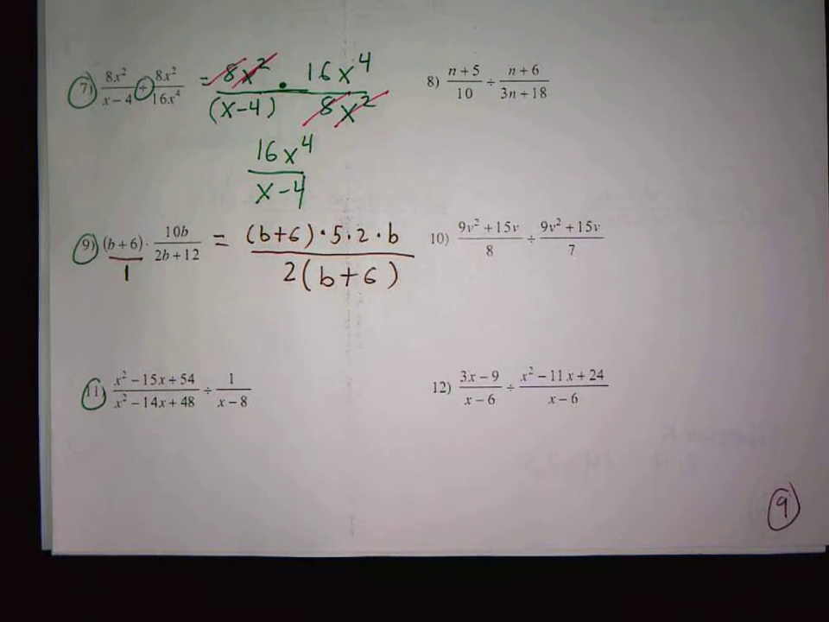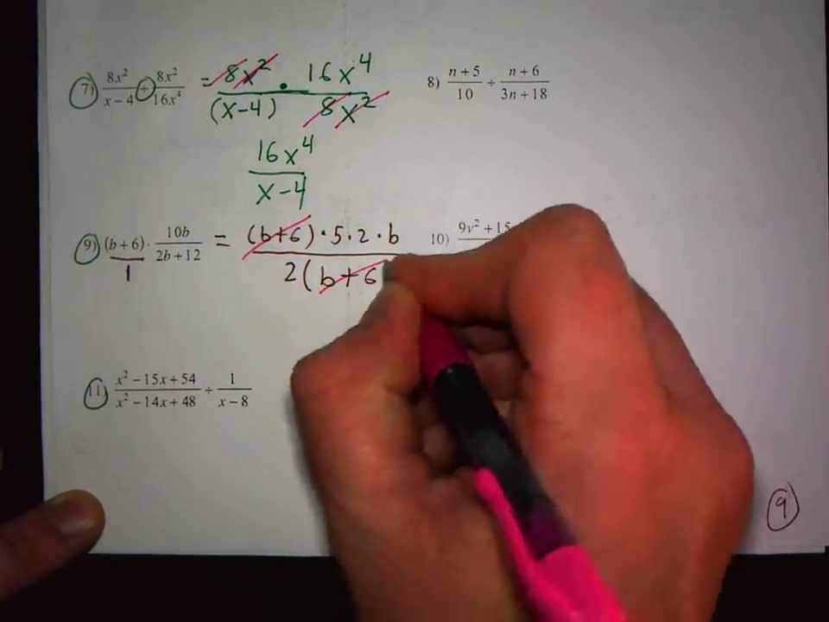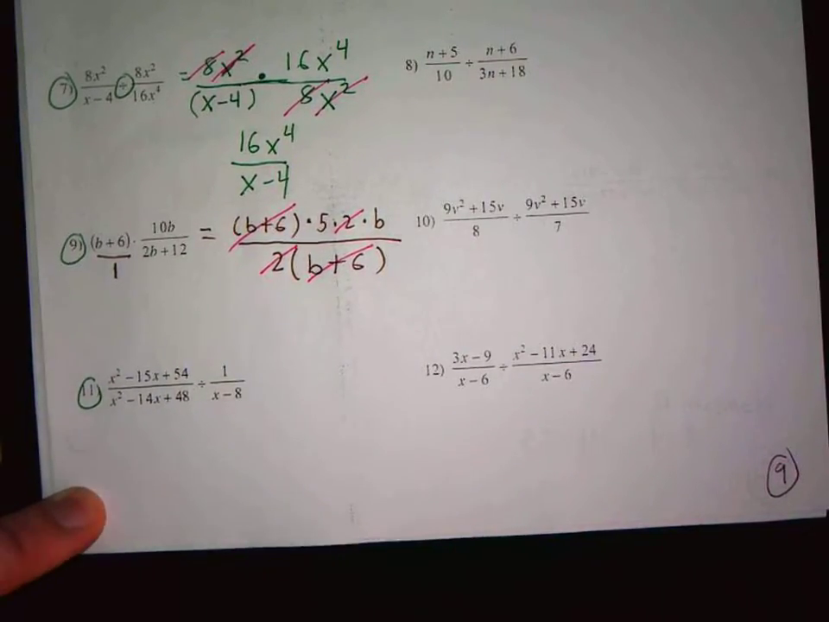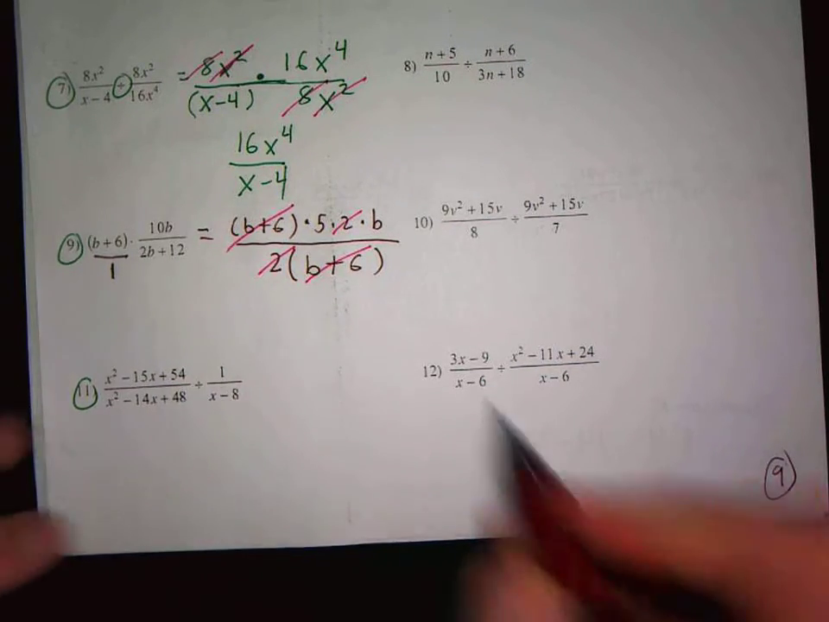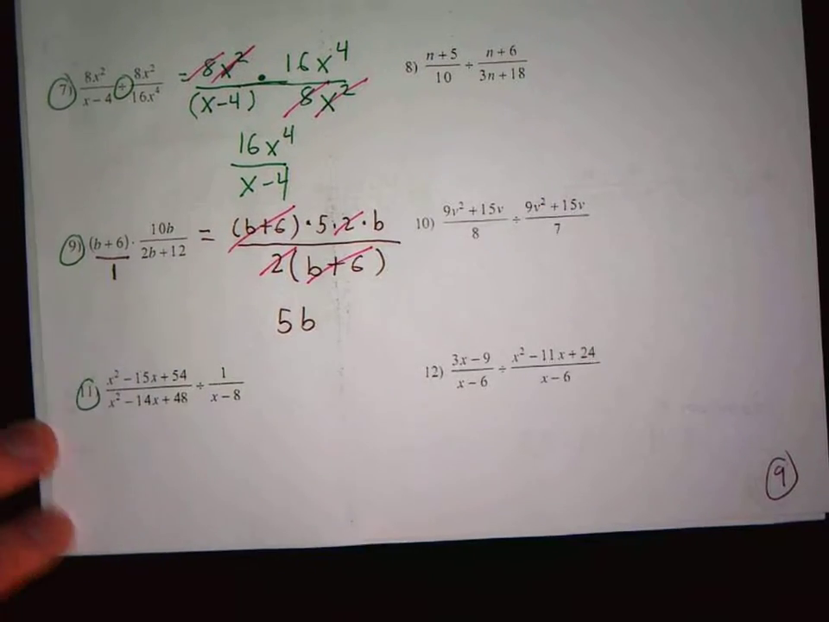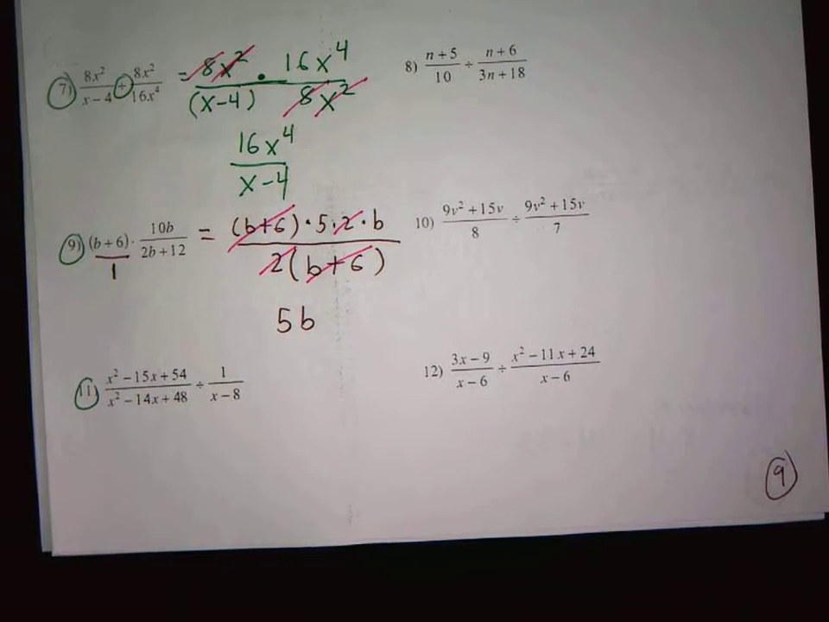And so now after you factor, you're like, all right, things reduce, things cancel. What cancels? B plus 6, the 2. And so what are you left with? 5b over 1 or just 5b. Same thing, okay? So all that just to get 5b.